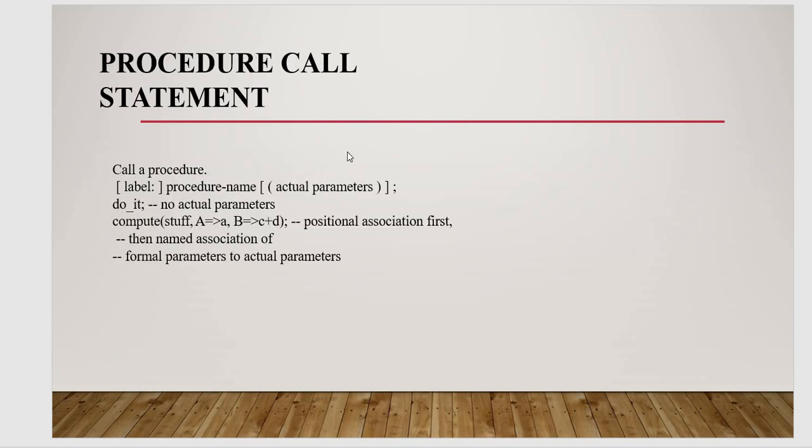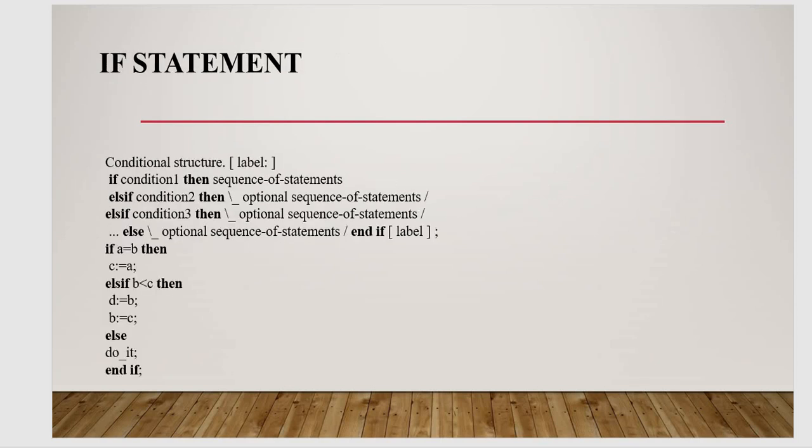Then there is the procedure call statement, which calls a procedure. The syntax is a label, then the procedure name and the parameters. For example, here compute is a procedure, with a assigned equal to b, b assigned equal to c plus d, some positional association, and that may be executed as part of the procedure. Conventionally this is not much required; with our standard statements it is enough and sufficient to write the program.